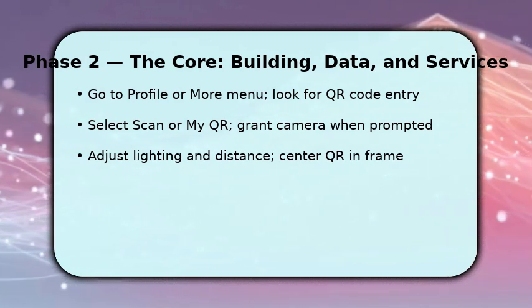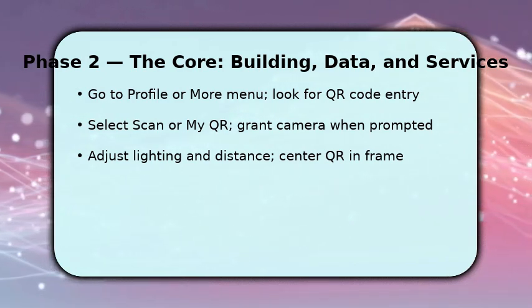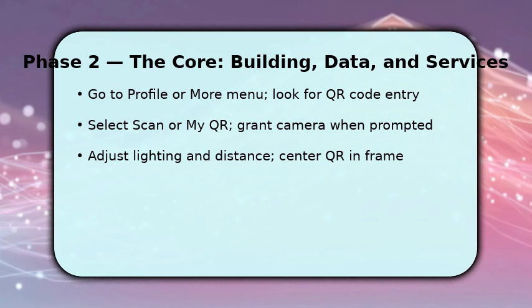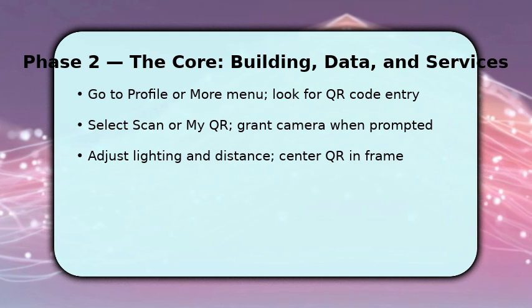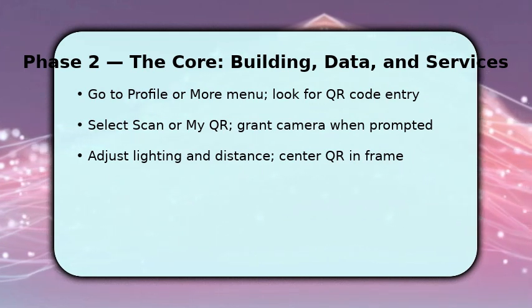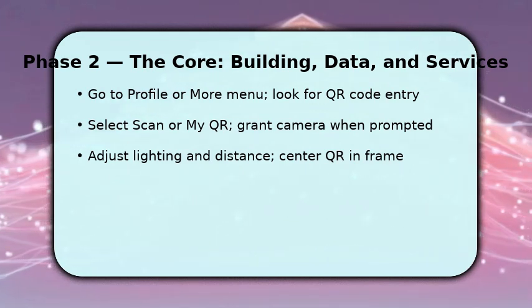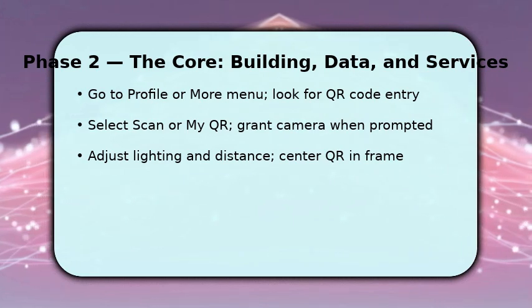For scanning, position the phone so the QR fills about half the screen. Good light and steady hand speed detection. If the code won't read, try toggling camera permission and switching between front and back cameras. VK sometimes prefers the back camera for clarity.